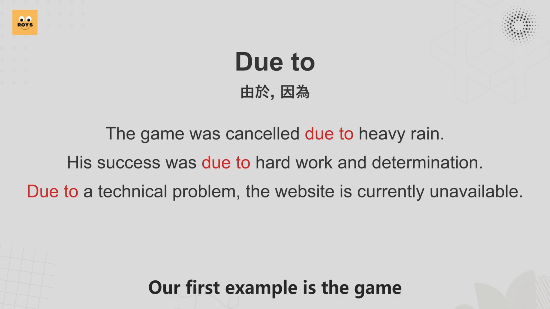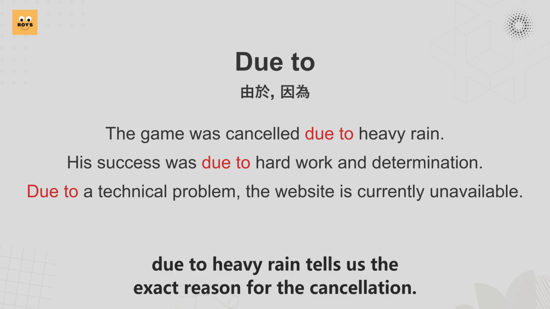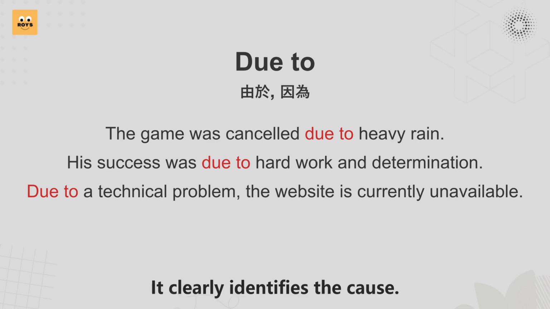Our first example is, the game was canceled due to heavy rain. Here, due to heavy rain tells us the exact reason for the cancellation. It clearly identifies the cause.